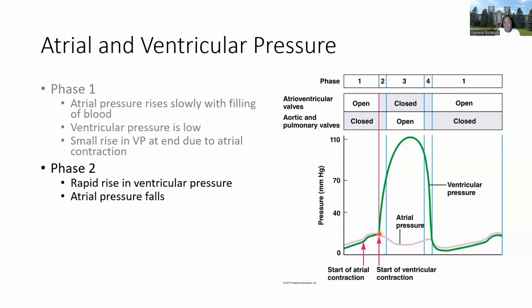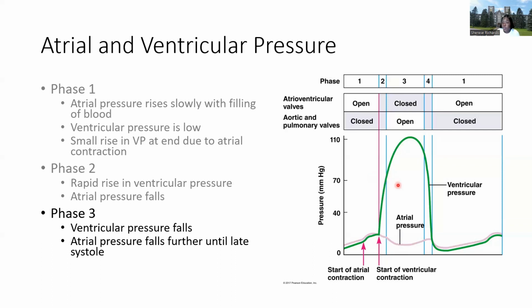Phase 2 is the rapid rise in the ventricular pressure, while we're also seeing the atrial pressure drop off. So this is the isovolumetric ventricular contraction. Notice how the green curve is steeply rising, which tells us that the pressure in the ventricle is also steeply rising, but it is not low enough for the AV valves to be open, and it is also not high enough for the semilunar valves to be open just yet. This is going to be the start of the ventricles contracting.